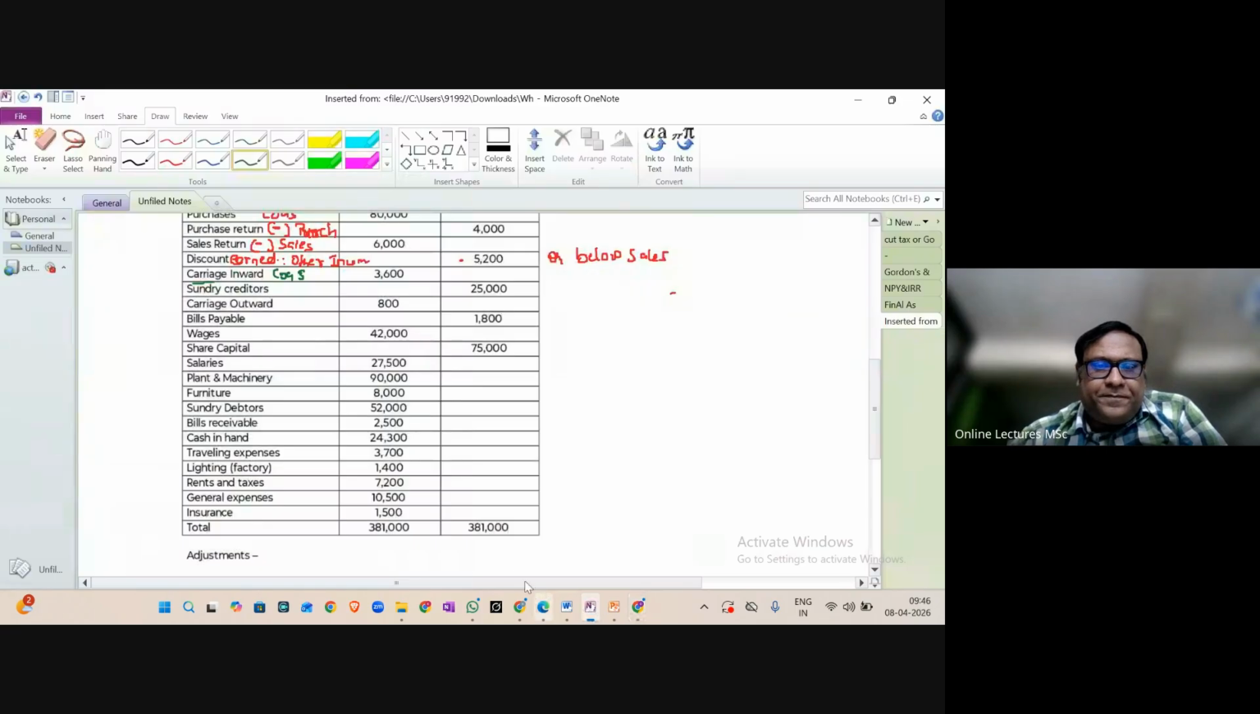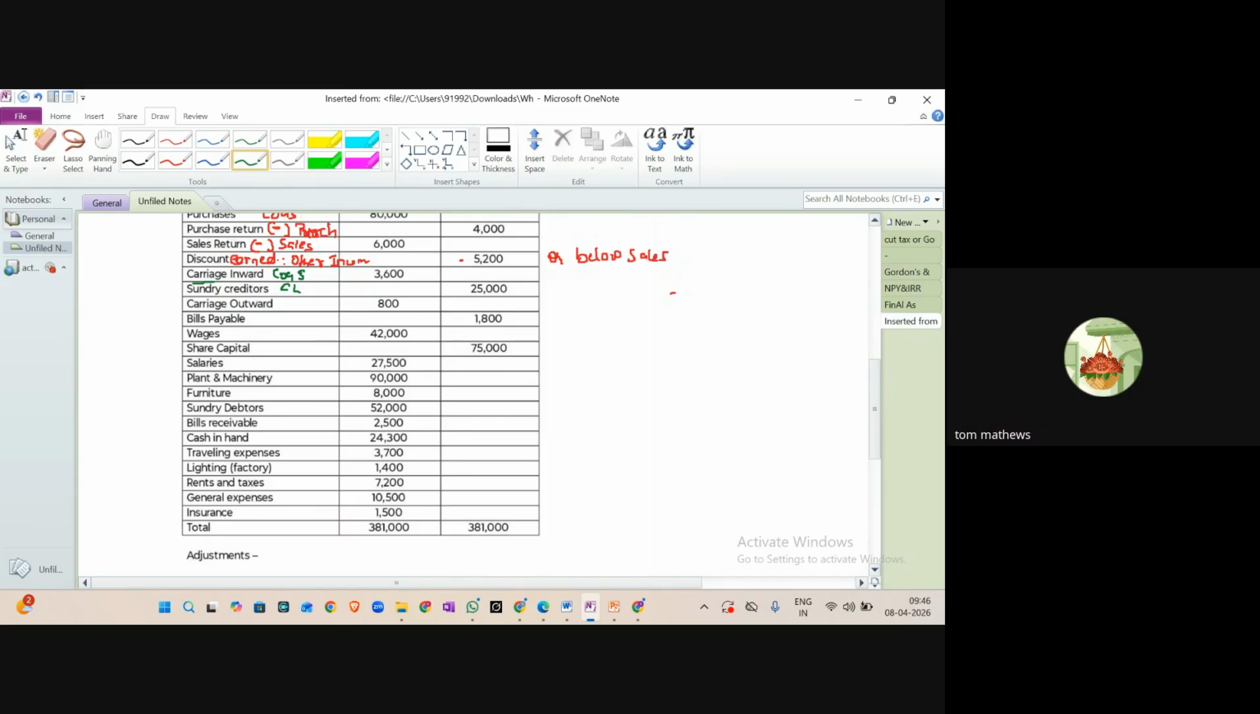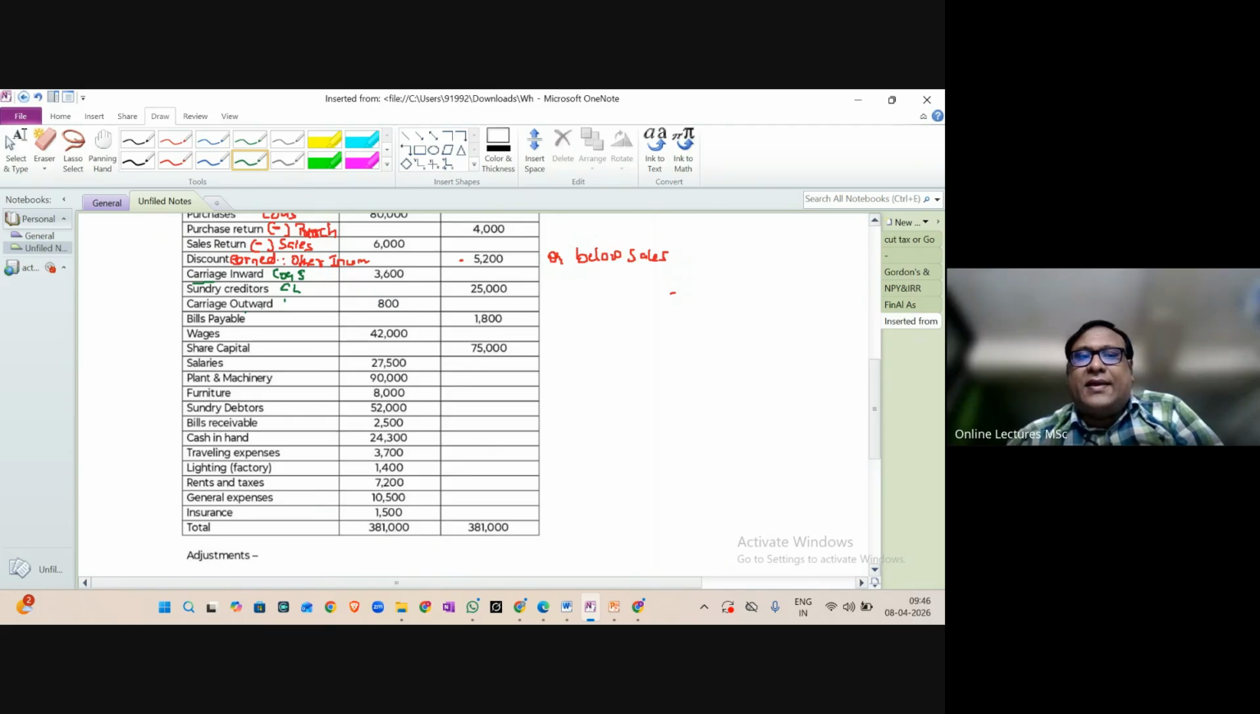Tom, all good? Yes, yes. Tom, sir, creditors. Creditors are current liability. Tom, your favorite, carriage outward. We are paying it, it's an expense, but falls under which head? Selling and distribution cost, because this is a cost we have to pay for selling the goods.